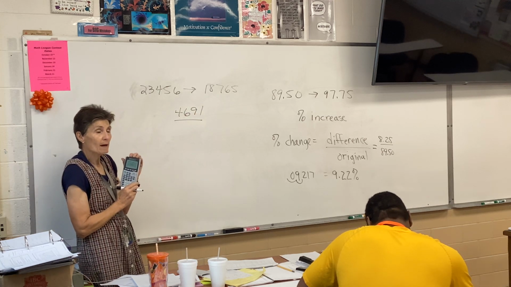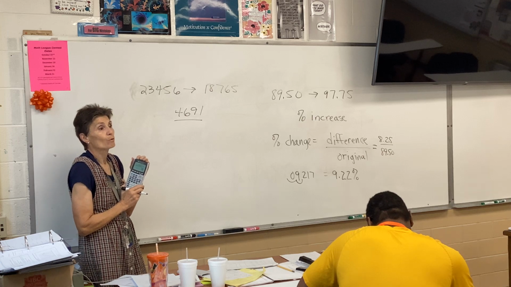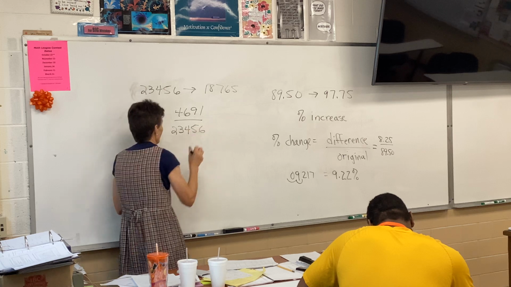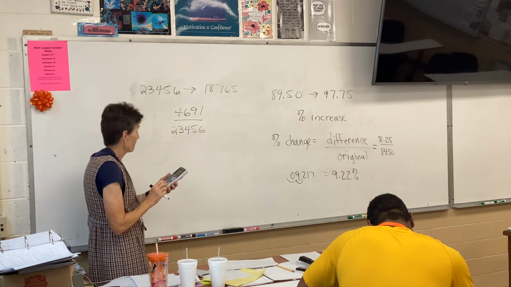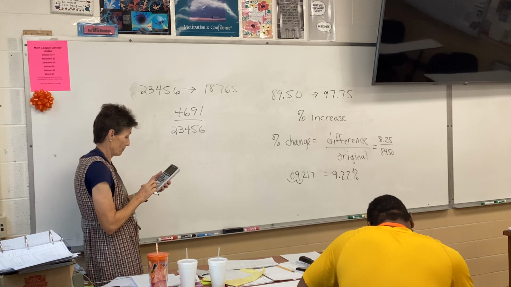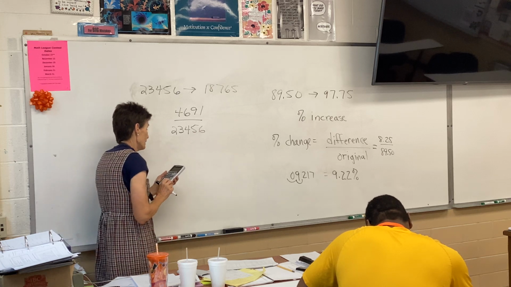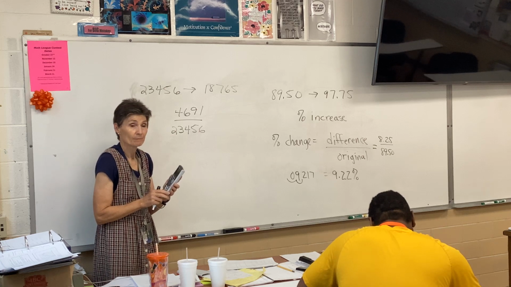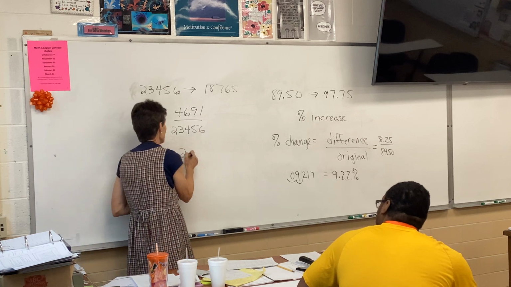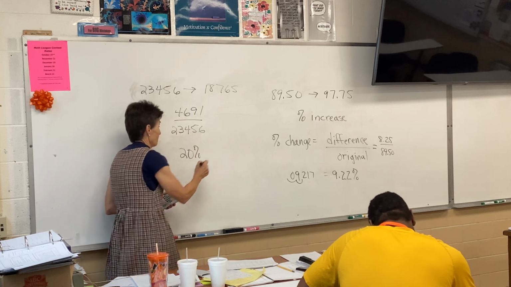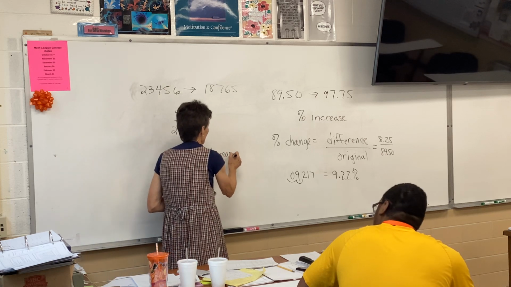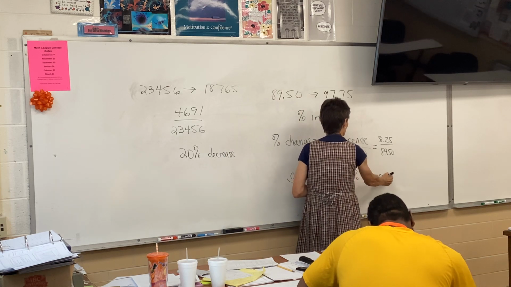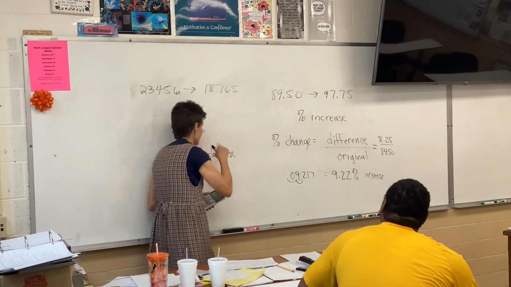And then what do I divide that by? The original, which is the first value. Oh boy, that one is almost exactly 20%. So that would be a 20% decrease. This one was a 9.22% increase. That price was going up, this one is going down.